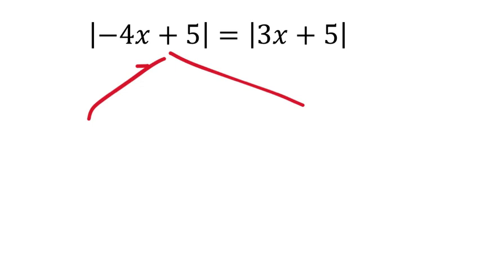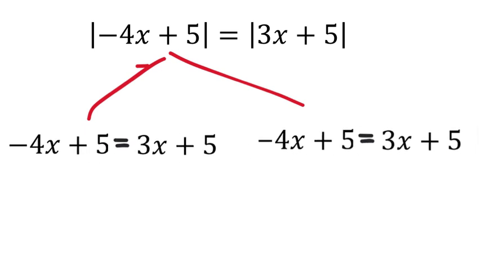So here's what happens. I'm going to take what's inside that absolute value, so that's negative 4x plus 5, and I'm going to make it equal the other inside of the absolute value too, okay? So that's 3x plus 5 right there. Now that becomes one of the equations I have to solve. The other one takes pretty much the same exact statement here, but remember, you have one that's positive. This is positive, and then the other one would be negative here. So I'm going to put the negative sign like this, okay?